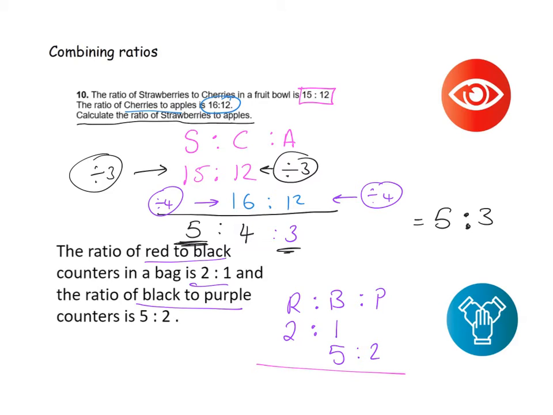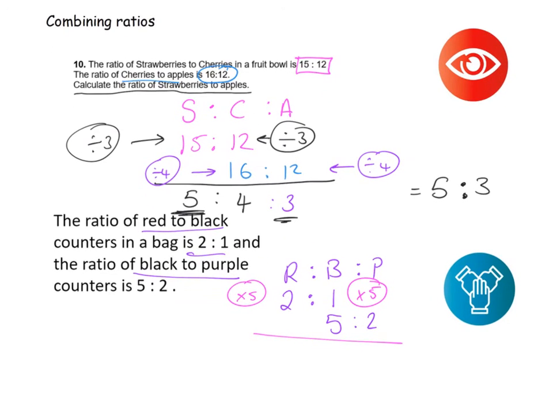So I want the same amount of black counters in the bag. So if I just times the top one by 5, then that will give me the same amount of black counters as we go through. Just move the screen up a little bit. So that will give me 10 to 5, and the 5 to 2 is going to stay the same. So I can just write it like that.